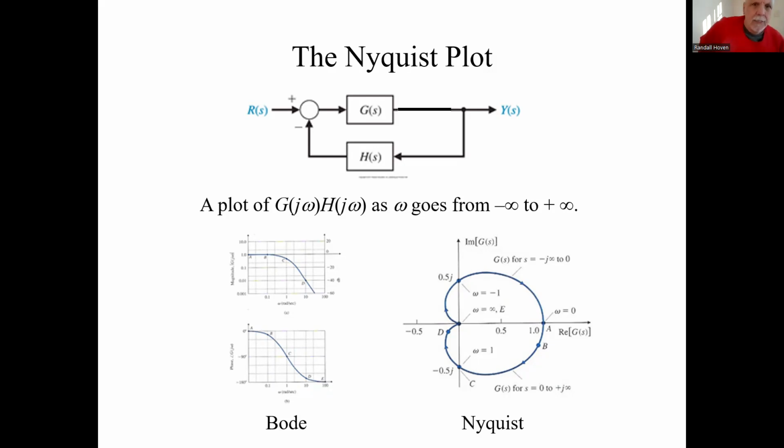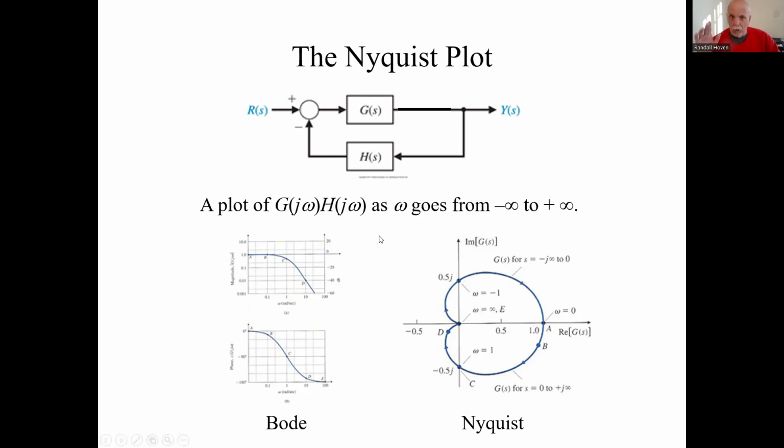Nyquist plot. It is another frequency domain tool that we'll use in control systems. What is it? It is a plot of some transfer function evaluated at s equals jω as ω goes from minus infinity to plus infinity. And it's a plot in the complex plane. So if you have a transfer function, it's a plot like this down here.